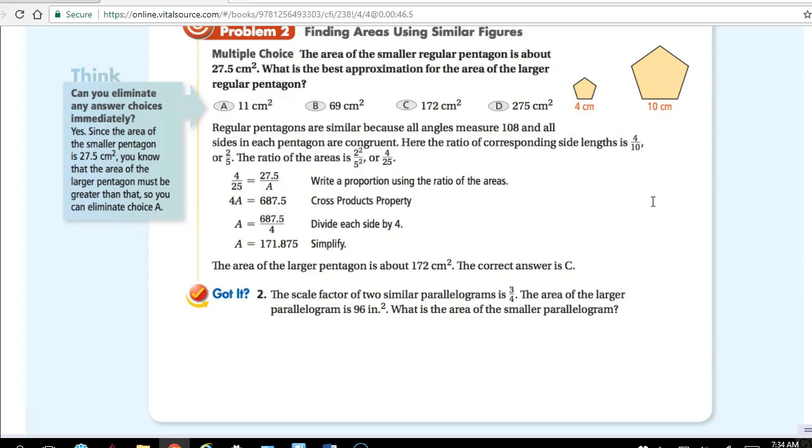So that means the area of the smaller one would be 54 if the area of the large one was 96. Sorry that my pen is not working, but hopefully you can set these up just like you see in the example, and they shouldn't be too bad.